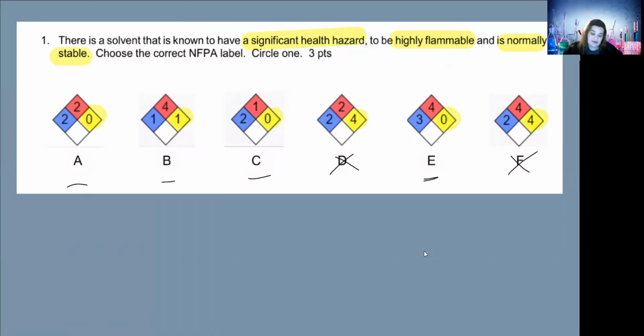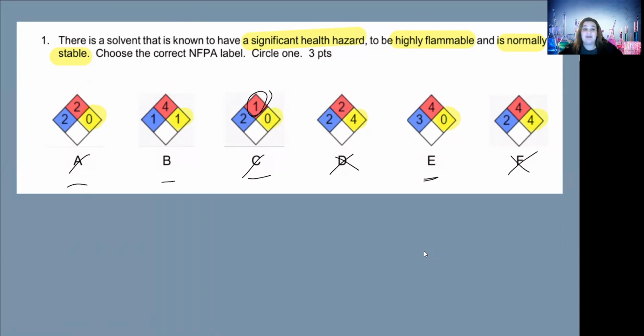So if red has to be a big number, I'm getting rid of A, because if we're highly flammable, we're going to be higher than 2. Okay, like this guy has a 4. Definitely could still be B. C's out. It's definitely not 1. Okay. And then when we look at E, E is also at 4, so E is also still in. All right. So now we're between B and E.